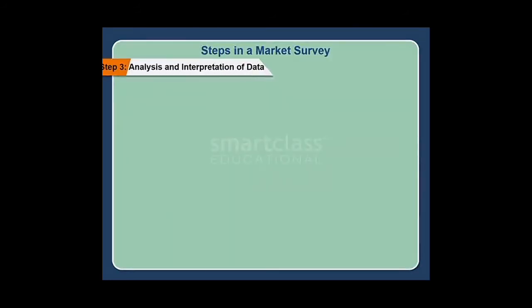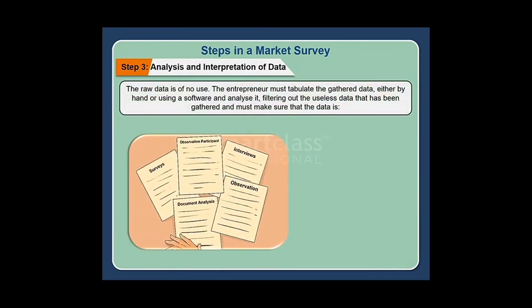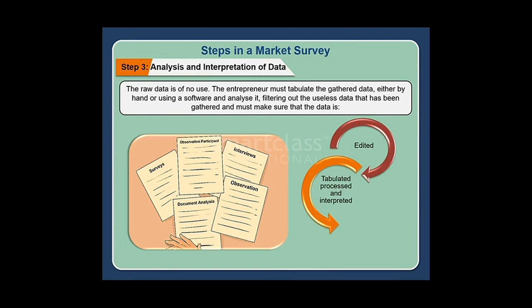Step 3. Analysis and interpretation of data. The raw data is of no use. The entrepreneur must tabulate the gathered data either by hand or using software and analyze it, filtering out the useless data that has been gathered, and must make sure that the data is edited, tabulated, processed, and interpreted, with statistical analysis and interpretations recorded.